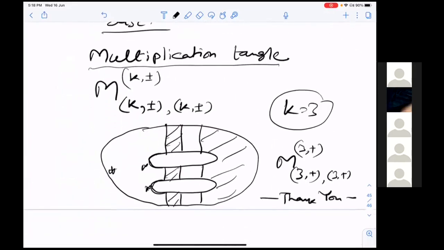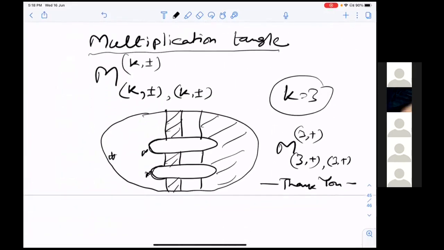And now the next level of difficulty is when there are 2 internal disks. Here, this is D1 and this is D2. And these are the chosen distinguished arcs. So this is the multiplication tangle. It is M3 plus because there are 6 points here and the star is in the white region. For the second disk also it is 3 plus because there are 6 points and the star is in the white region, and the external is also 3. These are called multiplication tangle. Okay, this will play an important role in today's lecture.